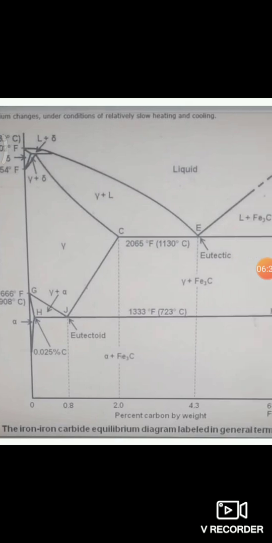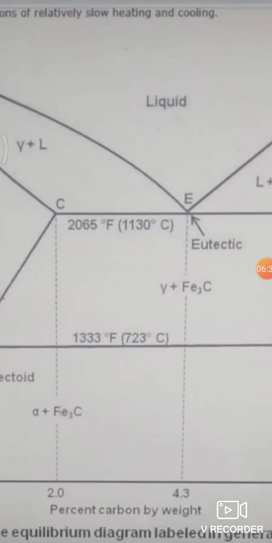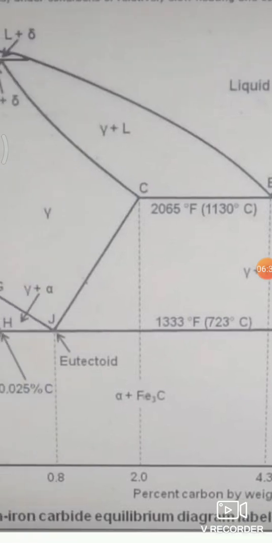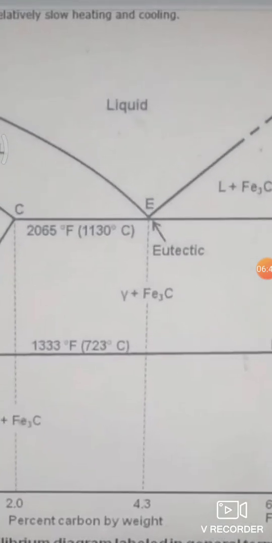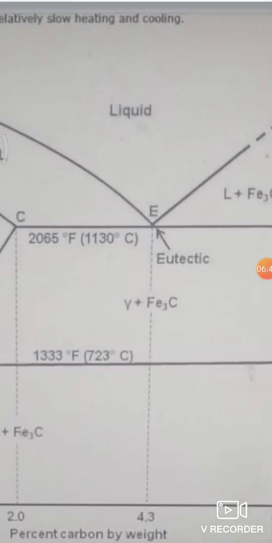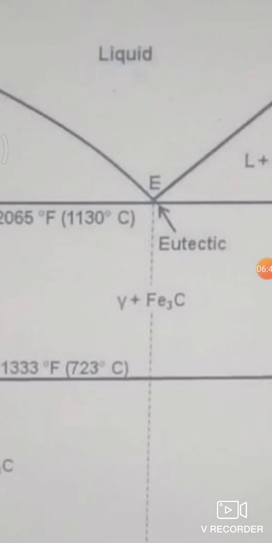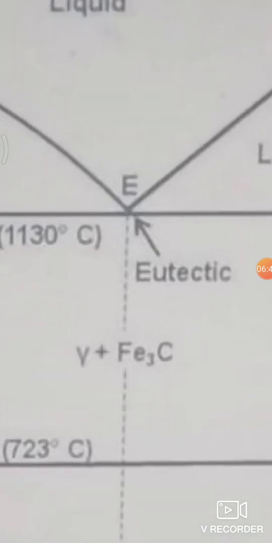and we can see that there are 2 points, that is the eutectic point and the other is the eutectoid point. So that is also an important part of your iron carbon equilibrium diagram. So we can see this high temperature point, the eutectic point. So the eutectic point is around this 1130 degrees Celsius, that is shown by this capital letter E.